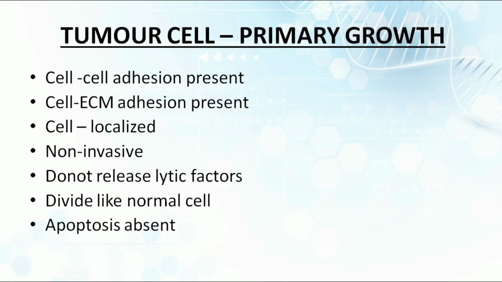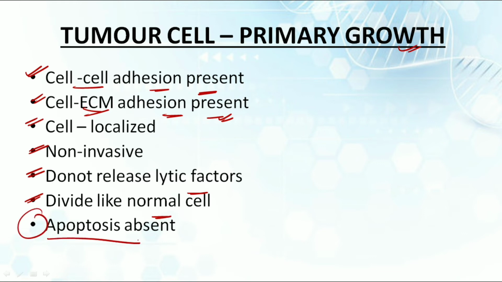Now we have the tumor cells, of which the first is the primary growth, and in the primary growth we have these properties. The very first is that cell to cell adhesion is present. Cell to ECM, that is extracellular matrix, adhesion is also present. The third is that the cell is localized, there is no invasiveness, and they do not release lytic factors. They divide like normal cells, but apoptosis is absent. Absence of apoptosis is the first and most important characteristic feature of the cancer cell.